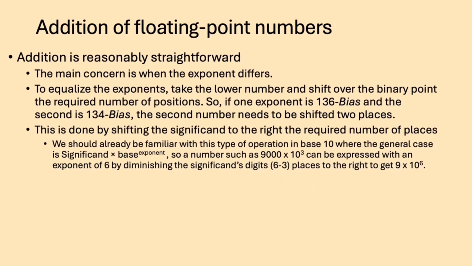If we want to add numbers in floating point, that's fairly straightforward. The major task that we have is to line up the exponents. To equalize the exponents, we take the lower number, and we shift over the binary point the required number of positions. So if one exponent has a bias of 136 and the second has a bias of 134, then the second number will need to be shifted across 2 places to make the exponents equal. The way we do this is we shift the significant to the right 2 places.